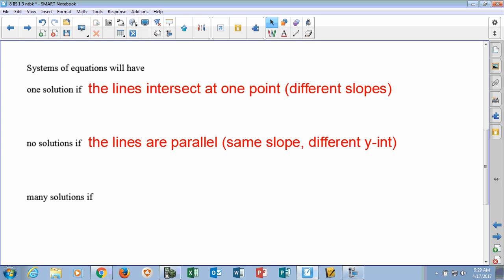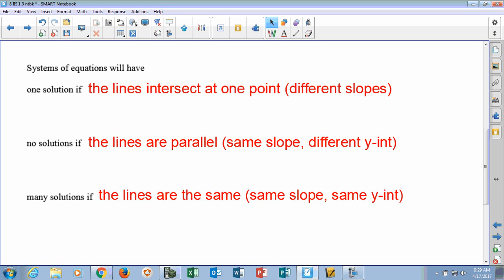And then you will have many solutions if the lines are the same, which means you have the same slope and the same y-intercept. Okay, they're the same exact line. There are going to be two lines pretty much right on top of each other, and they're going to share every single point on those lines because they're the same line. So those are our three scenarios, all right, which is extremely important.